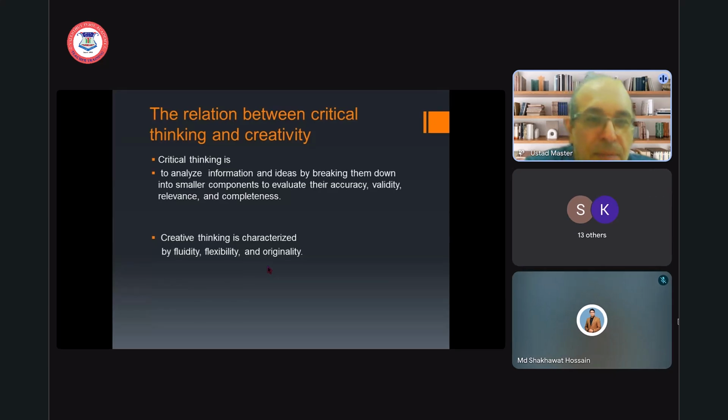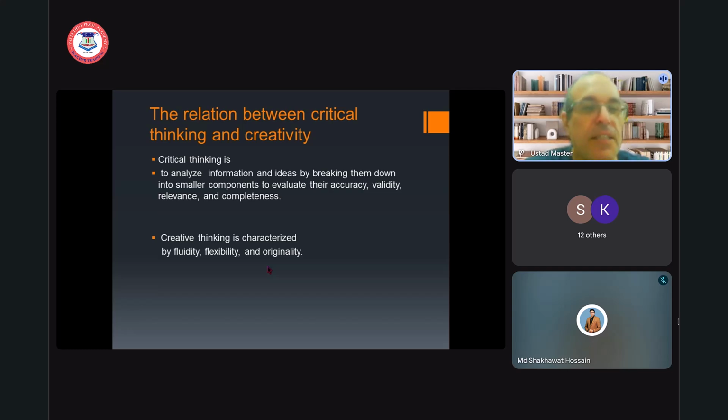Now, what I mean by this, okay, when we apply critical thinking skills to a task in our hand, we always break these arguments into small pieces, and then we look from different angles to understand whether our ideas are accurate. Are they valid? Are they relevant to what we want? And then are they fully ready?